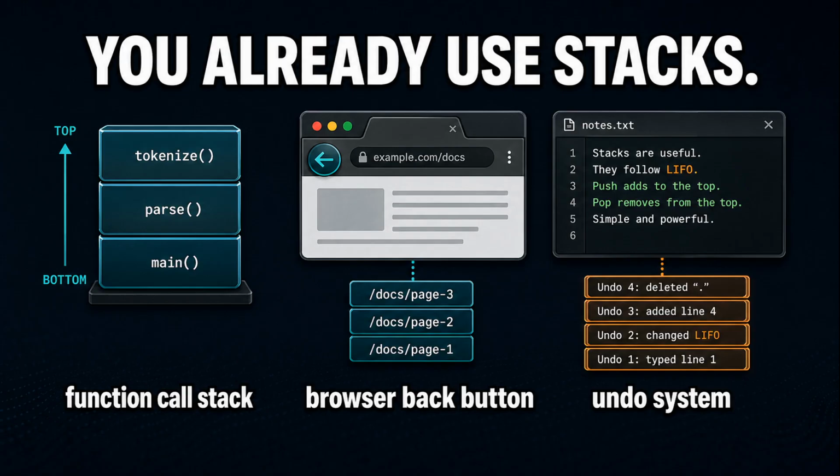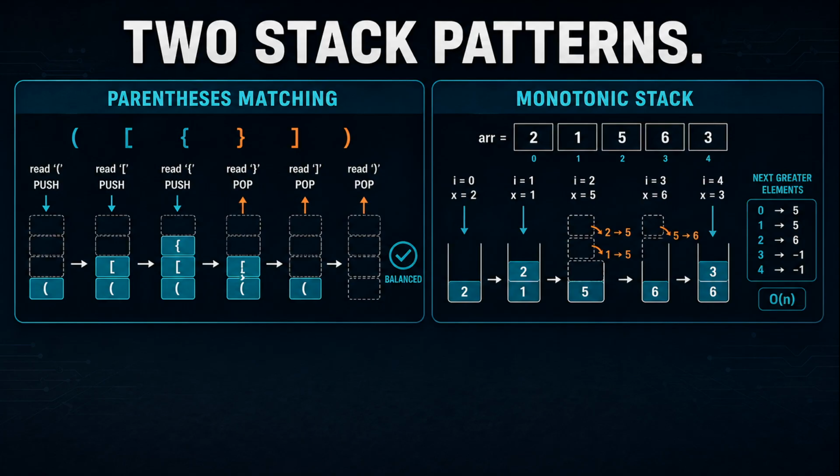You use stacks every day without naming them. Your function call stack is a stack. Every function call pushes a frame. Every return pops one. Your browser's back button is a stack. Every page you visit pushes onto history. Every back press pops. Your text editor's undo system is a stack. Every action pushes. Every undo pops. All 3 are the same shape underneath. Same shape, different names.